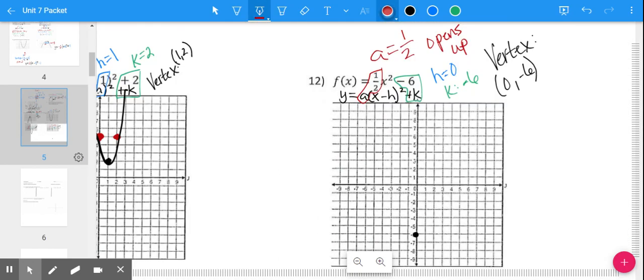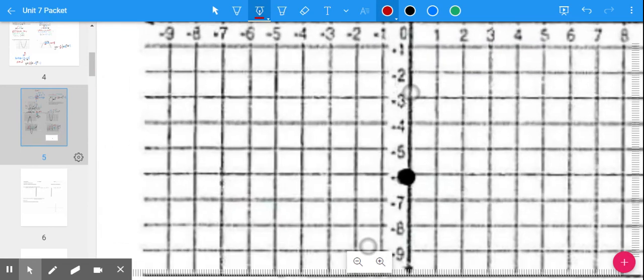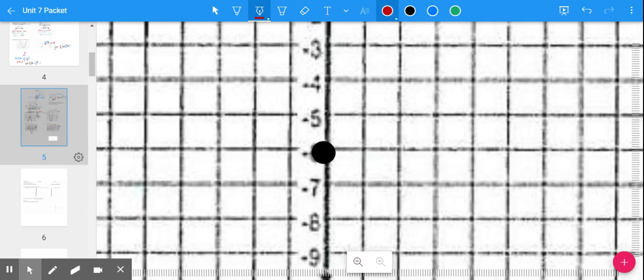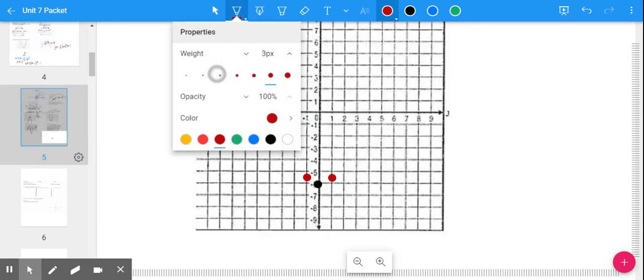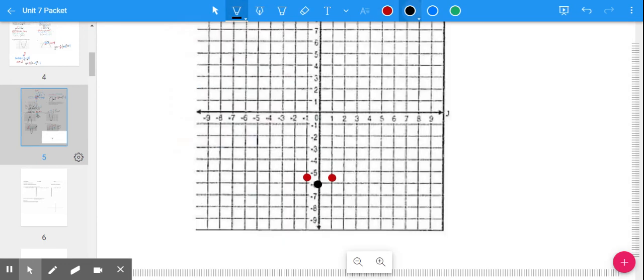And then because your a value is half, you go over to the right one box, and then you go up half of a box. Go to the left one, up half of a box. And there's your parabola. So it's a little bit more open this time because of that horizontal stretch created by that half multiplier, that a value of 1/2.